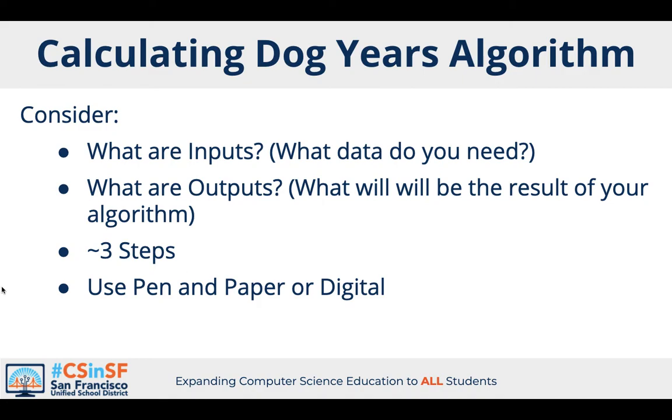We're trying to calculate how old your dog is in dog years. So what are the inputs? What information do you need to figure that out? What are the outputs? What will be the result of your algorithm? This could be done in pseudocode in about 3 steps. Feel free to write down on pen and paper or use some sort of digital format. I ask you to pause the video right here. Take a couple minutes. Think about how you could write an algorithm. Remember, that's the steps to solve a problem for calculating how old your dog is in dog years.